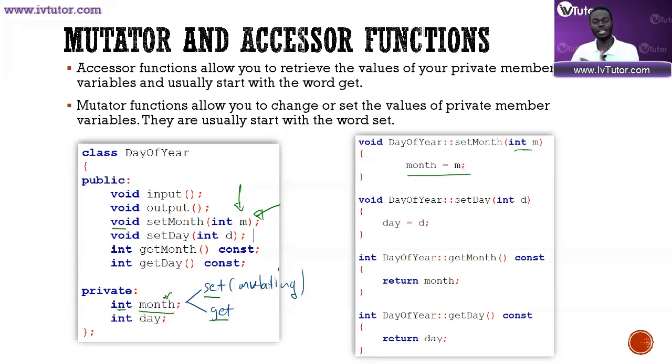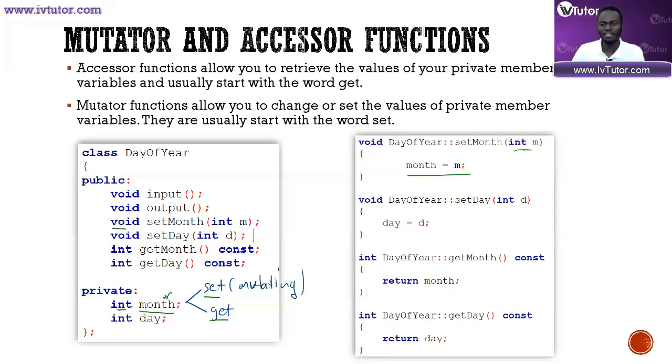A get function allows you to get the value of that member variable, which means in this case, if we want to get the value of month, we can use a get function. And here you see we've got a get month function and it returns whatever this is. Because we are simply getting the value, our function doesn't need any arguments. It's simply a get function. So we can say get month and it returns an integer. And inside the implementation of this function, you can simply return the month.